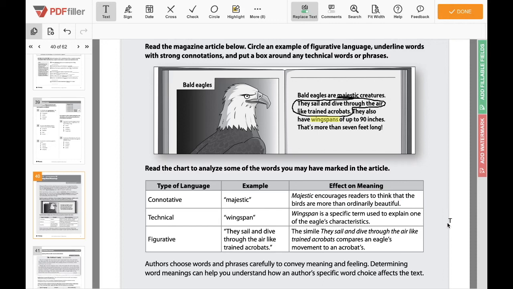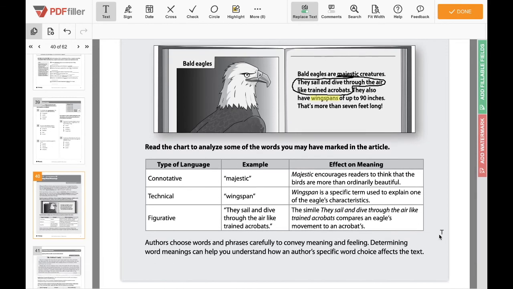Now the technical word is wingspan. Again, wingspan is a specific term used to explain one of the eagle's characteristics. It is specific to the subject matter that we're talking about. You don't just use it in everyday language. Figurative: they sail and dive through the air like trained acrobats. Like I said, the simile, they sail and dive through the air like trained acrobats, compares an eagle's movement to that of an acrobat. So it's just giving you this visual image to compare the bald eagle's movements to.